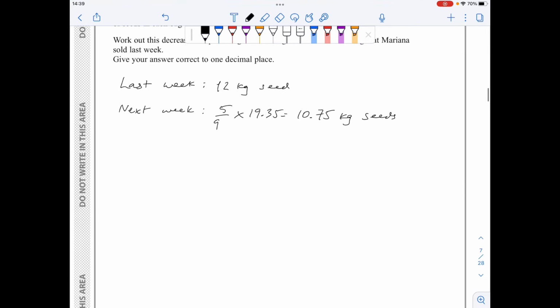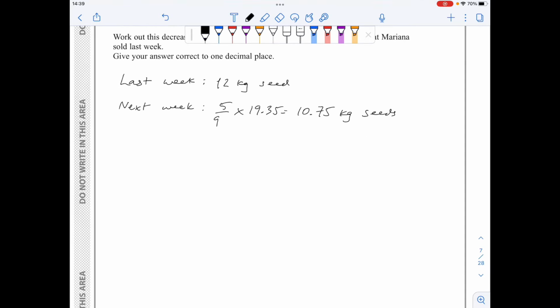Now I want to find the percentage decrease. There are two ways to do this. I can work with the multiplying factor or with the percentage decrease formula. I'll do both. So working with the multiplying factor will give me the following. So last week times the multiplying factor will give me the next week. So 12 times the multiplying factor is equal to 10.75.